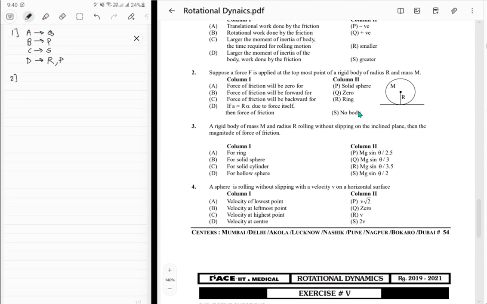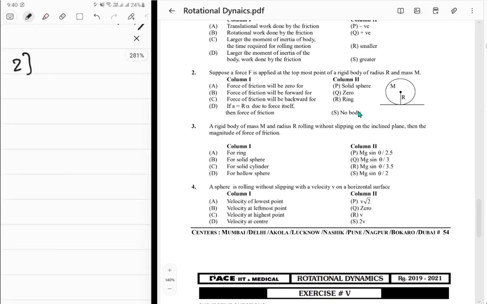First of all, what's the angular acceleration? Let's just write down the equations right away. Whatever force is there, let's say I is the inertia about the center of mass. So F times R, that's the torque.